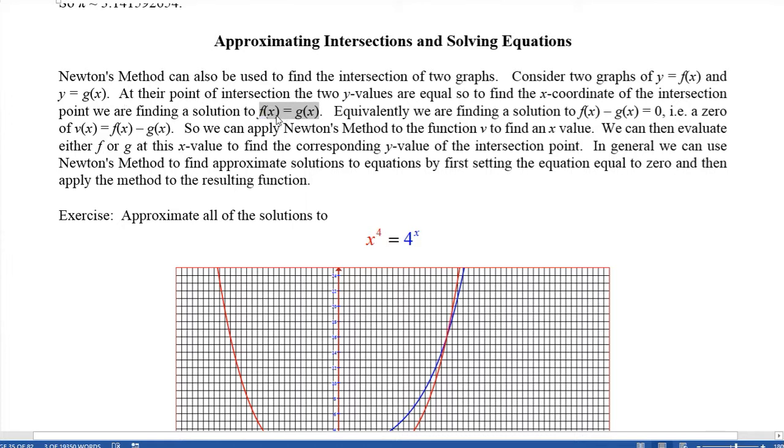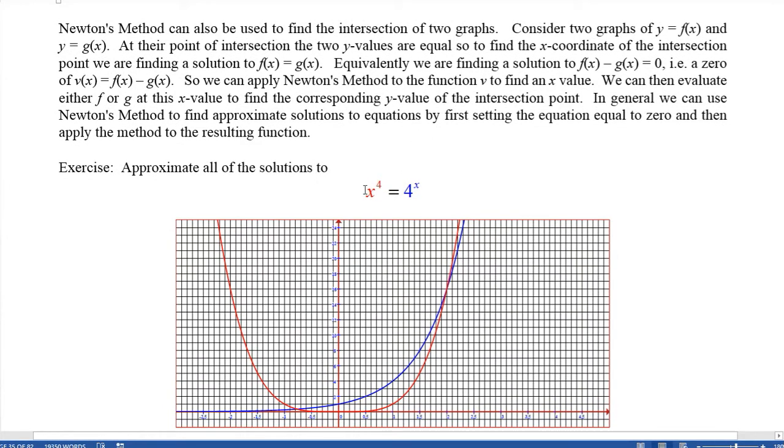Now, solving that equation is equivalent to subtracting g of x from both sides and solving the equation f of x minus g of x equals 0. Or in other words, if you make a new function v of x equals f of x minus g of x, we're finding the zeros of v of x. That's what Newton's method applies to. So that's basically going to be our approach. So let's look at a couple of examples.